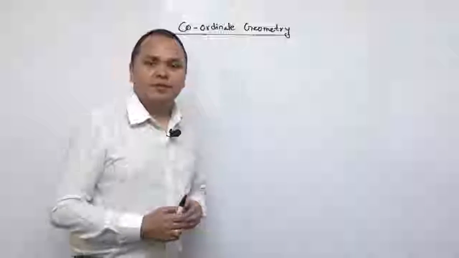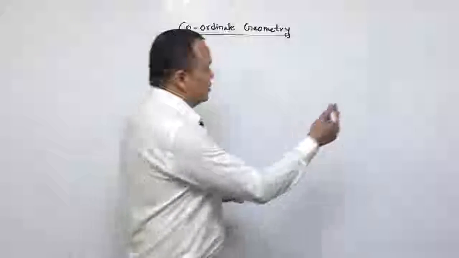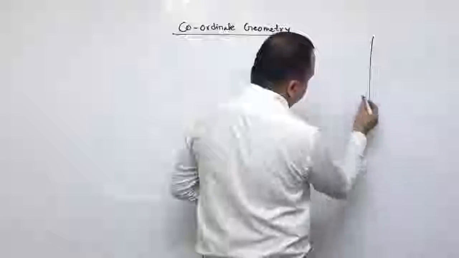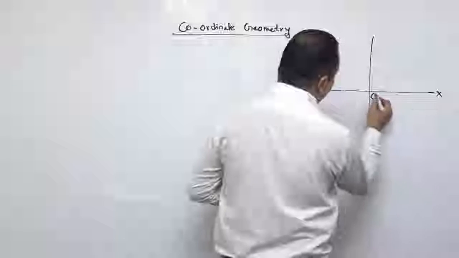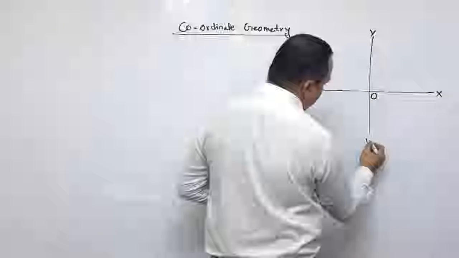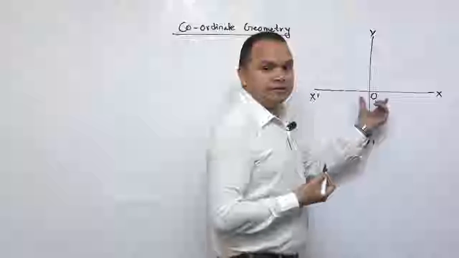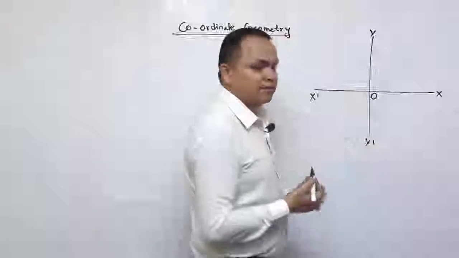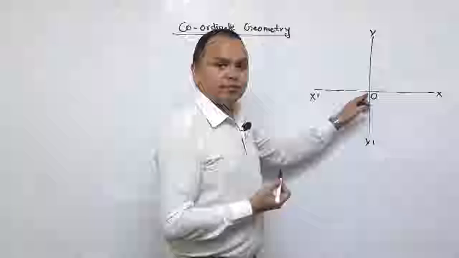Hello students, our today's topic is coordinate geometry. Here are two mutually perpendicular lines XOX' and YOY'. This is the x-axis and this is the y-axis. The point of intersection is denoted by O.